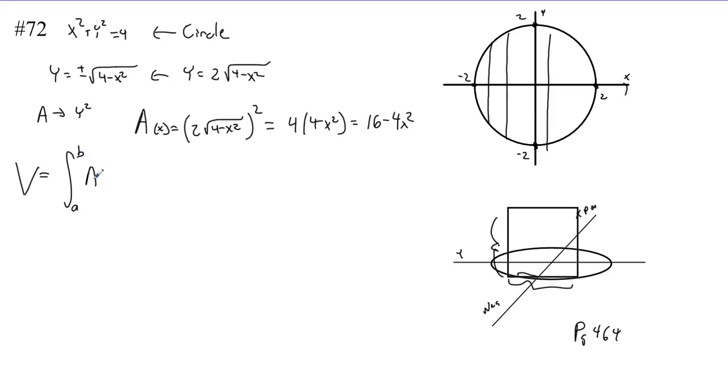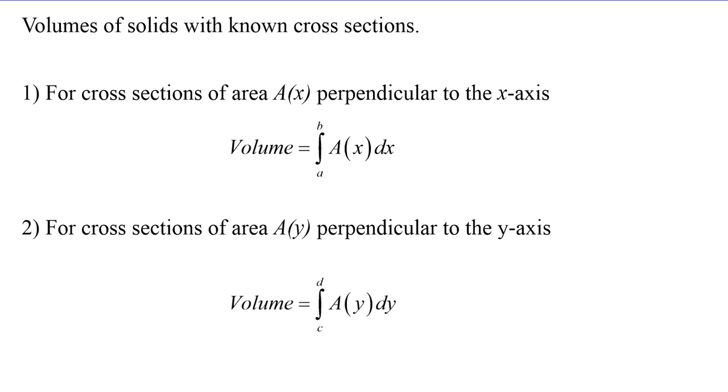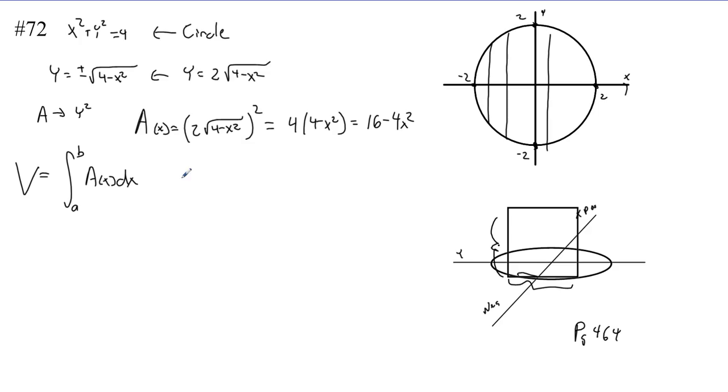So my volume from a to b of A of x dx, and again, that's the equation that I got from here, is going to be equal to the integral from -2 to +2 of this area function, 16 minus 4x squared dx. And this is a simple integral because I got two terms, and I can do the simple power rule on each of those two terms. And that's going to give me the bracket, 16x minus 4/3 x to the third, evaluated from -2 to +2.